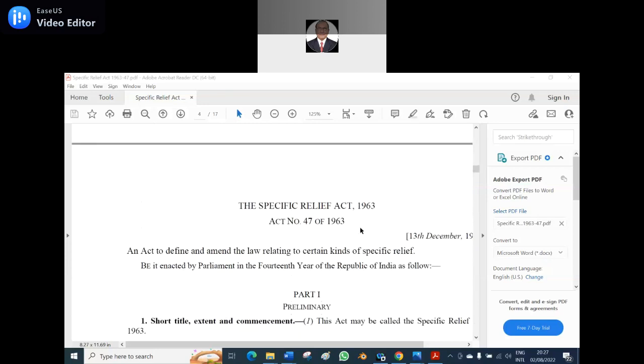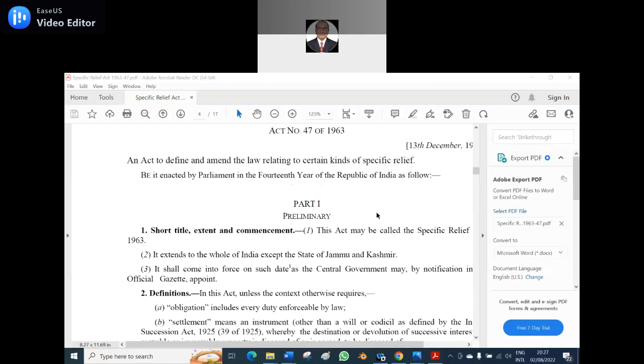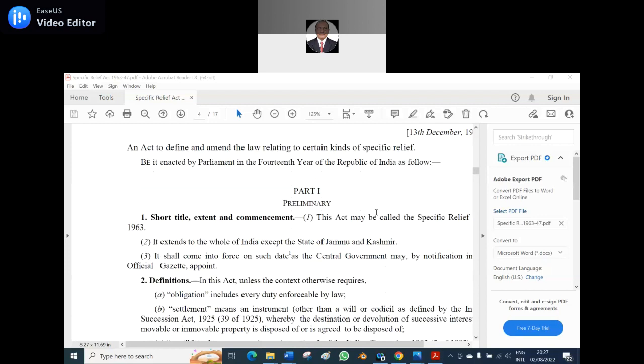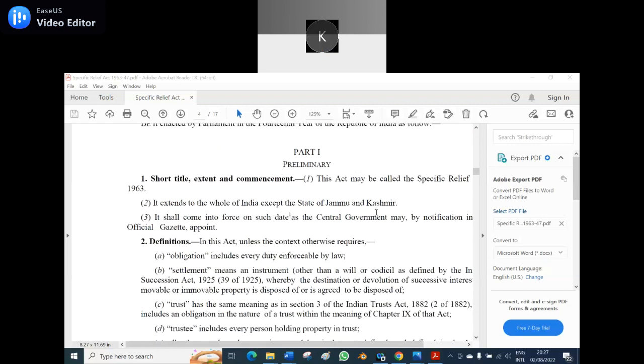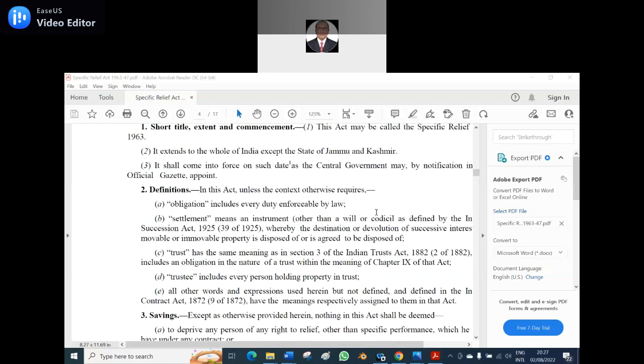So, see, this is Act number 47 of 1963, as somebody told just before. But again, it may ask when it will be enforced. Supplementary question. 1st March 1963.